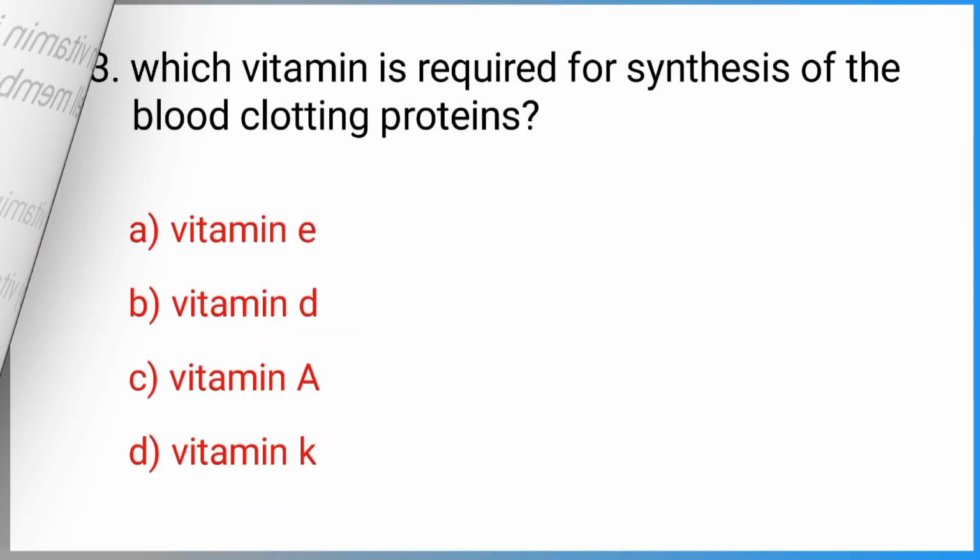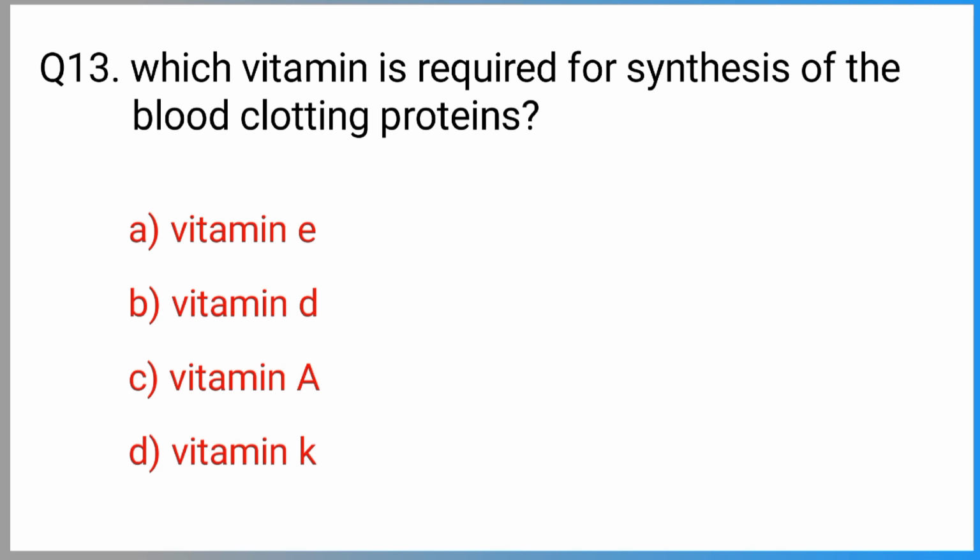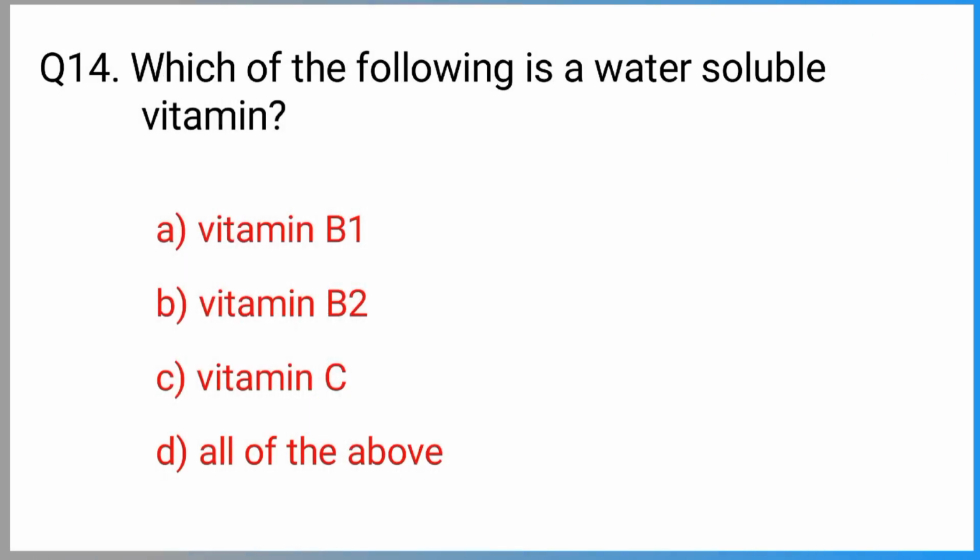Question number 13. Which vitamin is required for synthesis of the blood clotting protein? The correct answer is option D, vitamin K. Question number 14. Which of the following is a water-soluble vitamin? The correct answer of that question is option D, all of the above.